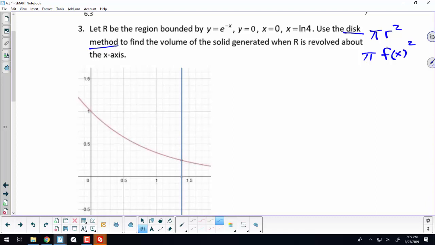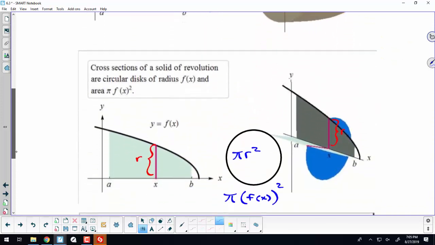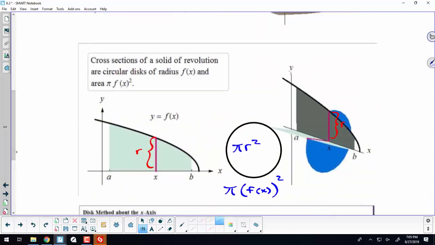To find the volume of the solid generated when it's revolved about the x-axis. So let me back up again. Notice that those disks are generated when the rectangles are perpendicular to the axis of revolution. Maybe you've seen before, or you can see in your head, what happens if my rectangles are parallel to the axis of revolution? Well, then I get a completely different figure. I don't get this circle anymore.